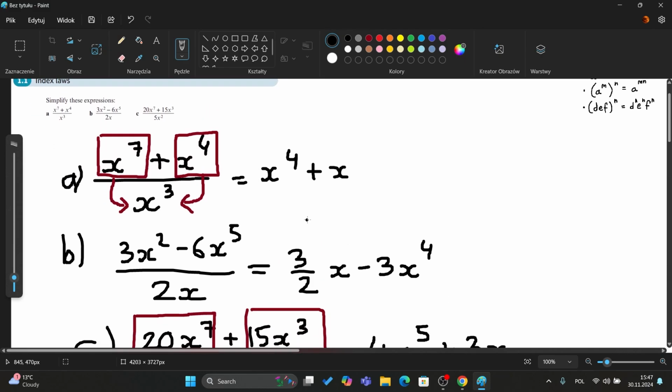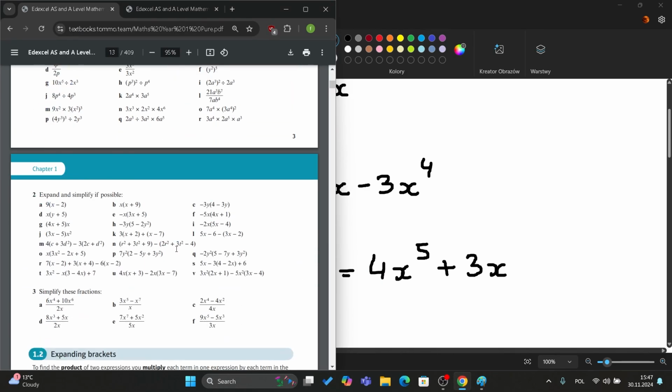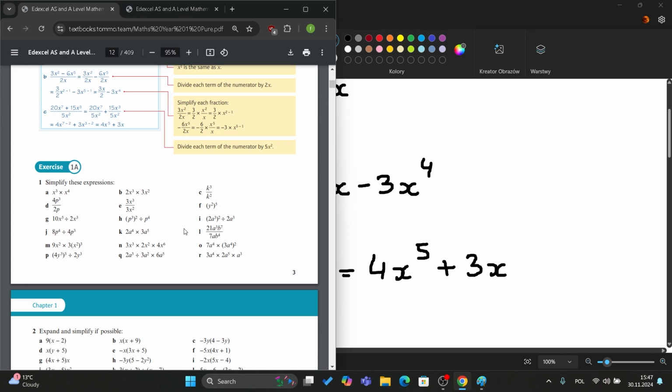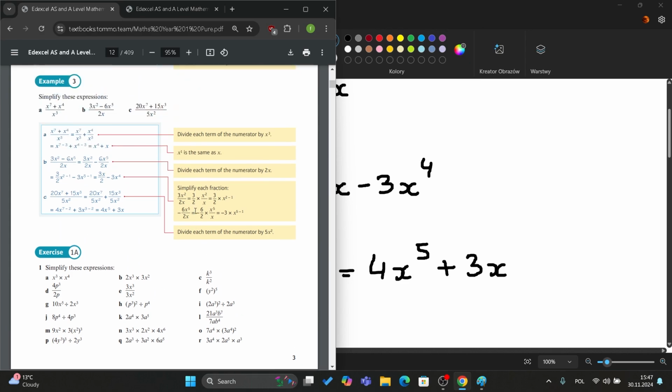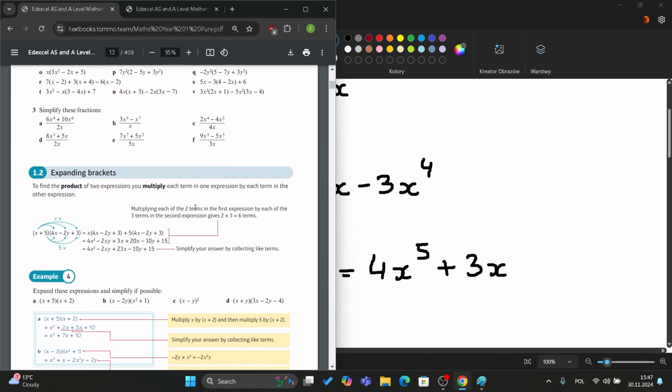You can now go and do exercise 1a, which I explained all about. So you shouldn't have any problem given the examples. And the next topic will be expanding brackets, where x plus 5 will be multiplied by each term of another.